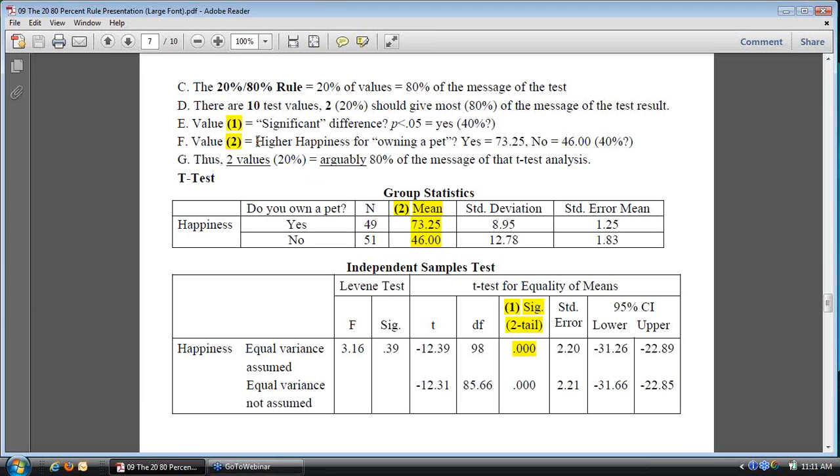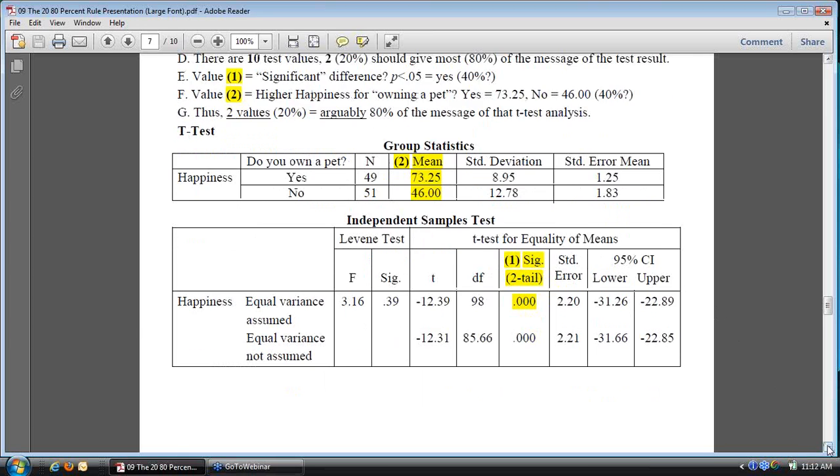So value 2 tells us there's higher happiness for owning a pet, which is 73.25, relative to not owning a pet, which is 46.0. Perhaps another 40% of the message, right? So from those two values, arguably, we get 80% of the message of that t-test analysis. Right, real quick little tip there.